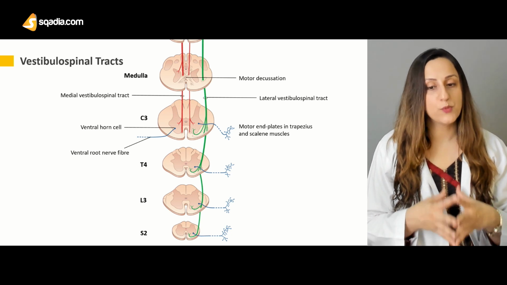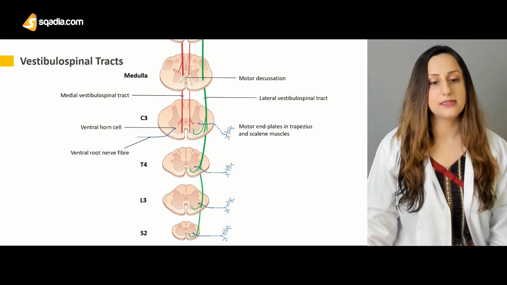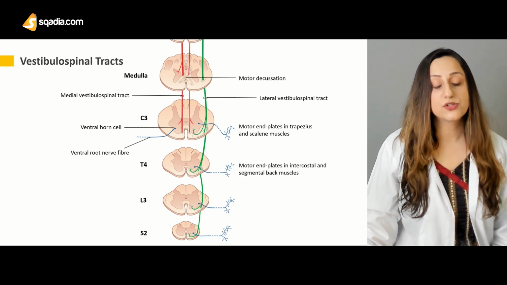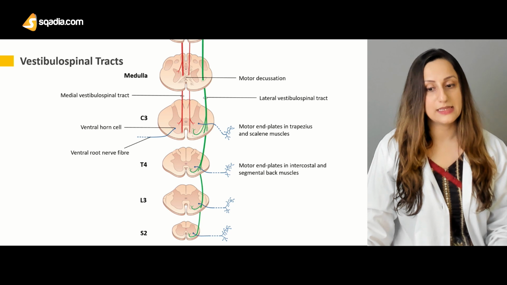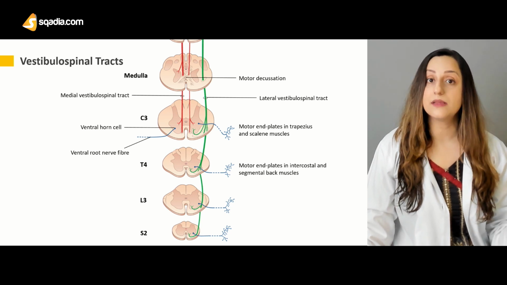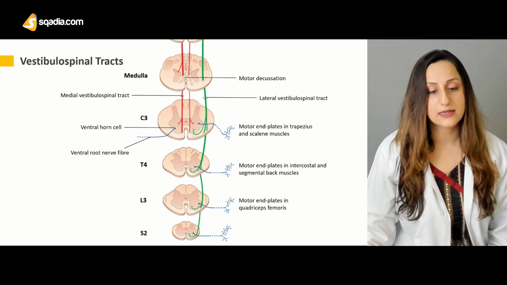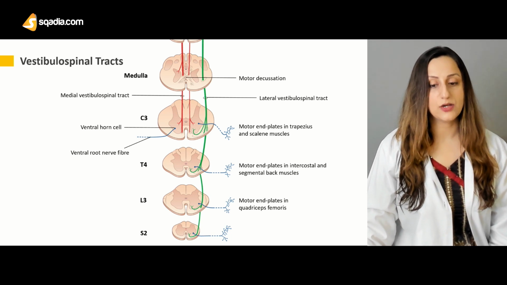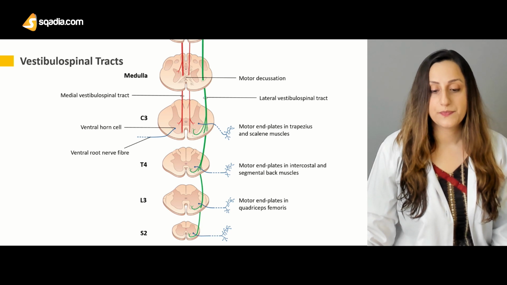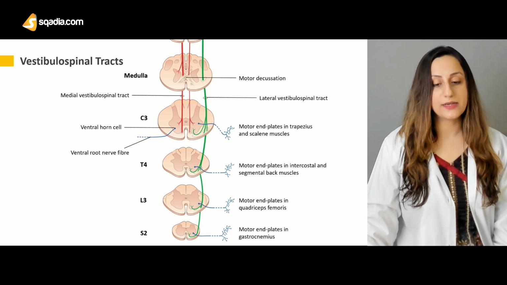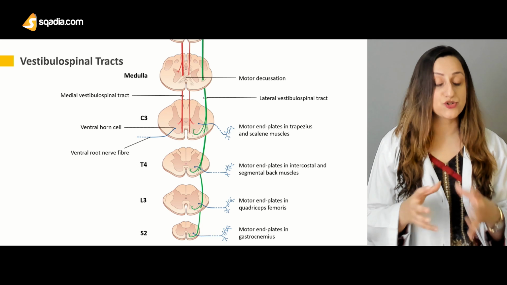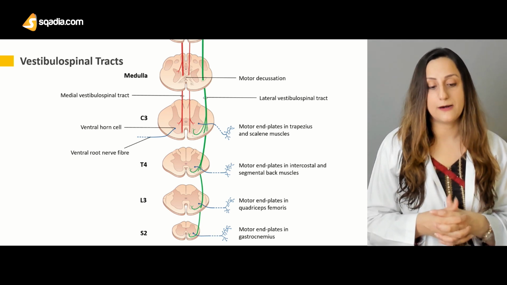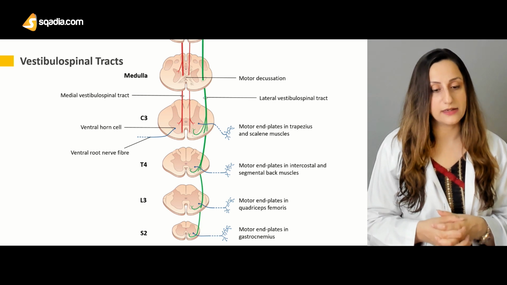From here, we have the motor end plates in the trapezius and the scalene muscles, specifically in the cervical segment. In the thoracic segment, the motor end plates arise in the intercostal and the segmental back muscles. The lumbar region gives off the motor end plates in the quadriceps femoris. And we have the motor end plates in the gastrocnemius, which is giving rise in the sacral segments of the spinal cord.